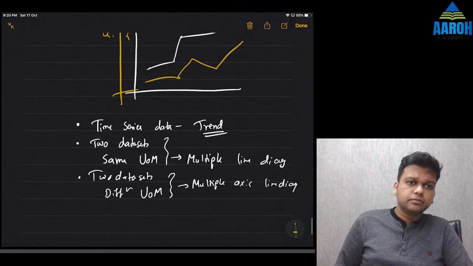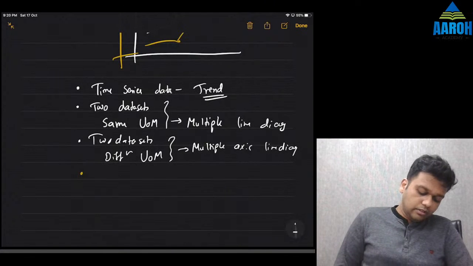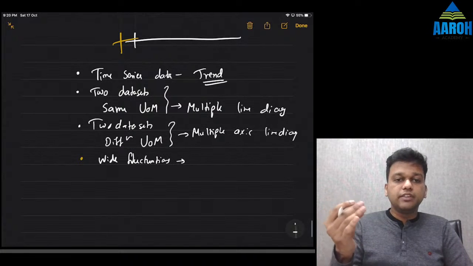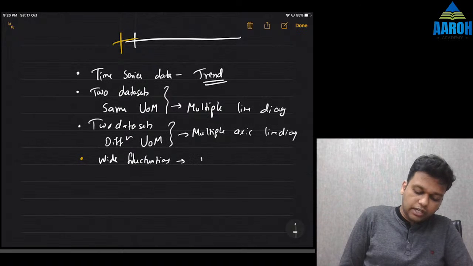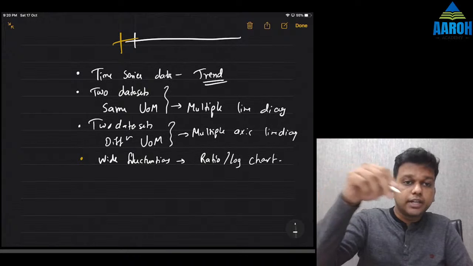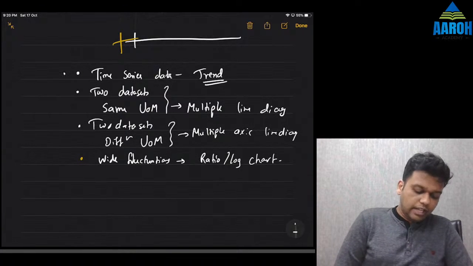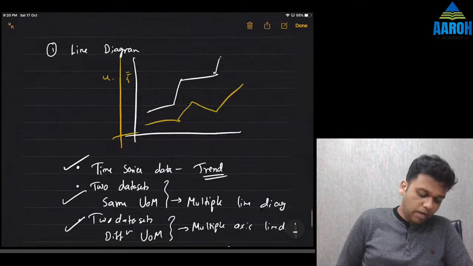And last one is, if we have wide fluctuations in the data, that is some values are 2, 3, 4, 100, 200 and some values are 2 crores, 5 crores, then we use ratio chart or log chart, where we take log of each observation so that the diagram is smaller and then we can fit it in a single graph. So time series data, multiple line diagram, multiple axis line diagram, ratio chart. Second type of diagram is bar diagram.